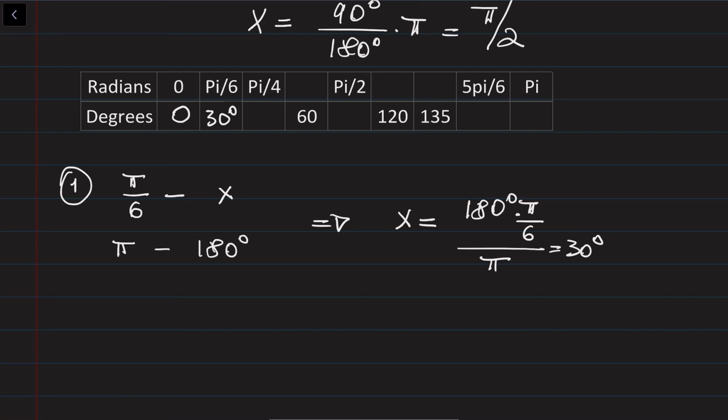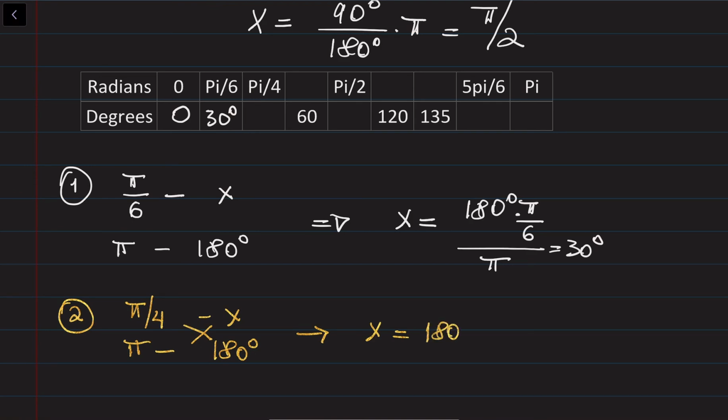So now let's continue. Let's say you are given pi over 4. If you're given pi over 4, and this is the x, and this is pi, what is going to be this representation in terms of degrees? Again, I'm going to solve this in the same way by making the proportions, right? So pi over 4 multiplied by 180 degrees and divided by pi, which is going to be 180 degrees divided by 4, which is equal to 45 degrees, right? So I'm going to write down 45 degrees.